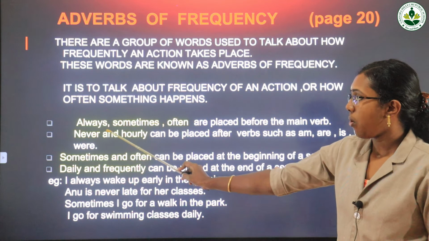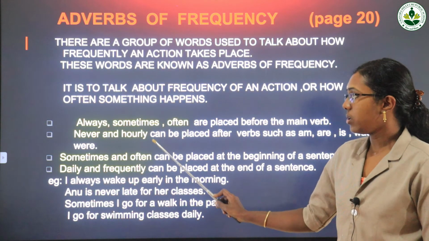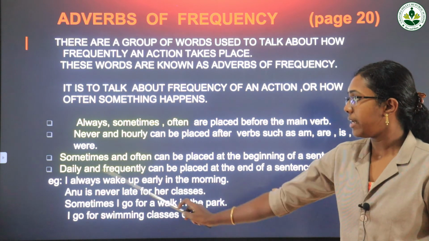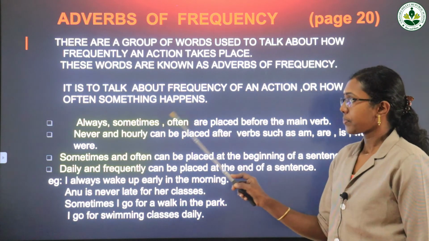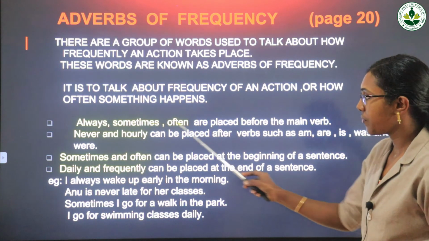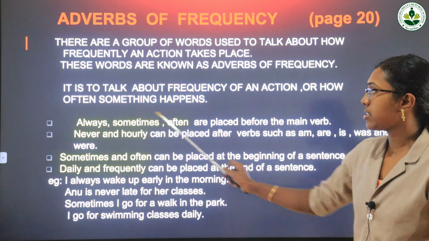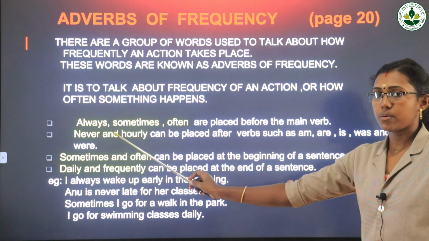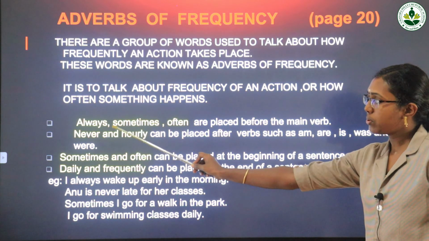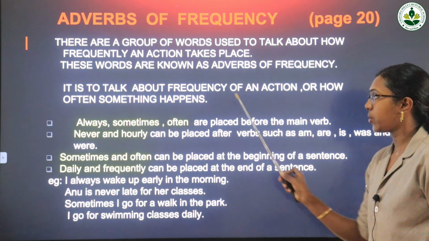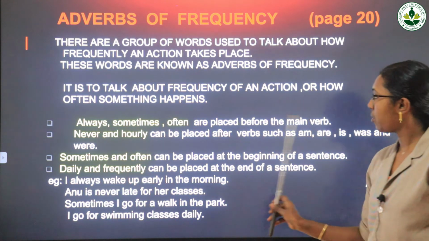So see here: always, sometimes, often, never, hourly, daily and frequently. These are the main adverbs of frequency. And here a few rules are there, about where to use this group of adverbs. Always, sometimes and often, these three adverbs of frequency, we have to use placed before the main verb.